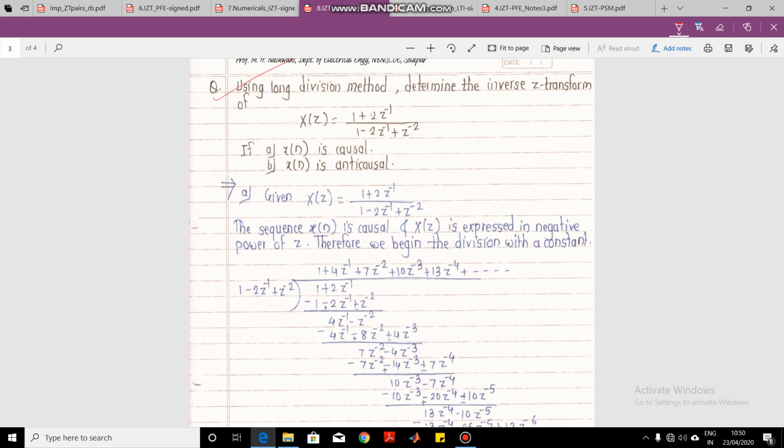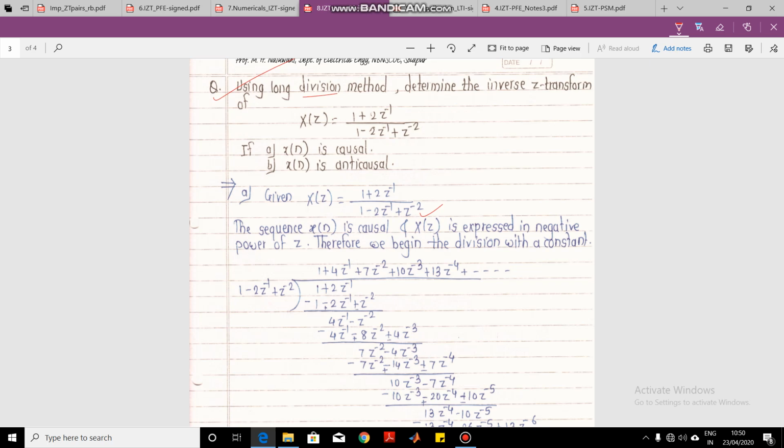The long division method, as the name specifies, is a division method. We have to divide these two polynomials. So I take the division. In the denominator I am having 1 minus 2, this polynomial, so I take it here as the divisor, and this is my dividend, 1 plus 2 z raised to minus 1. Now we have to be very careful while starting the division. We have to take into consideration which type of sequence it is.